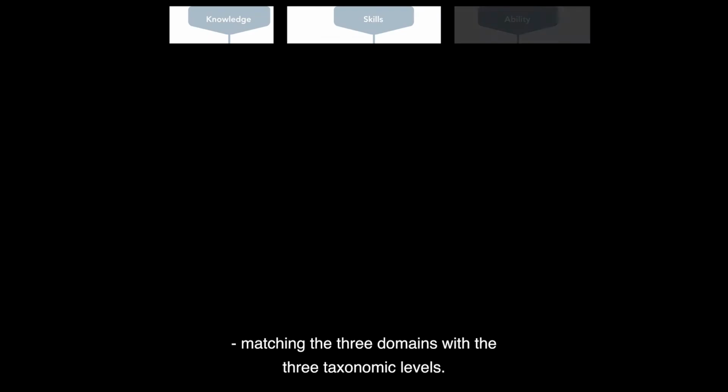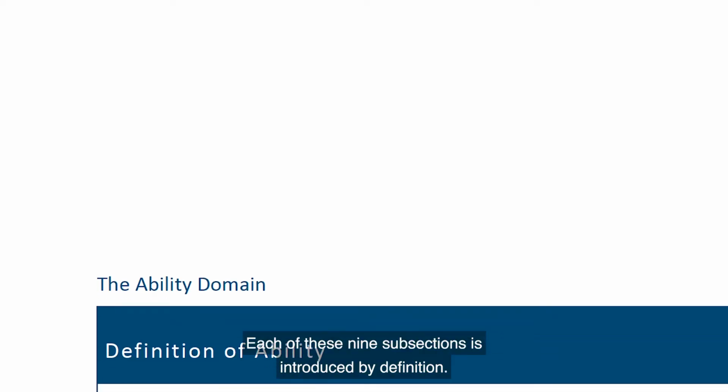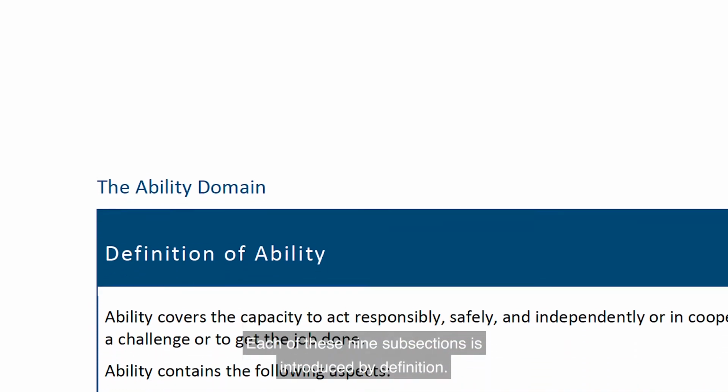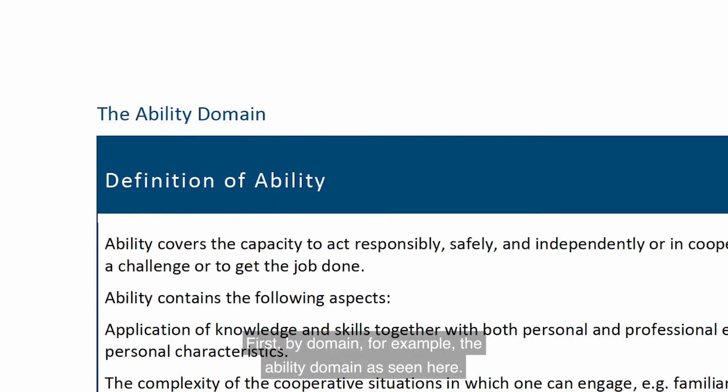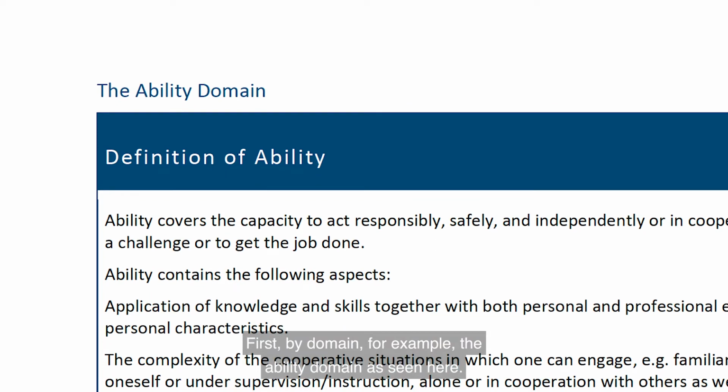After an introduction, we move to the main section, where the actual taxonomy is unfolded into 9 subsections matching the 3 domains with the 3 taxonomic levels. Each of these 9 subsections is introduced by a definition. First, by domain, for example, the ability domain, as seen here.